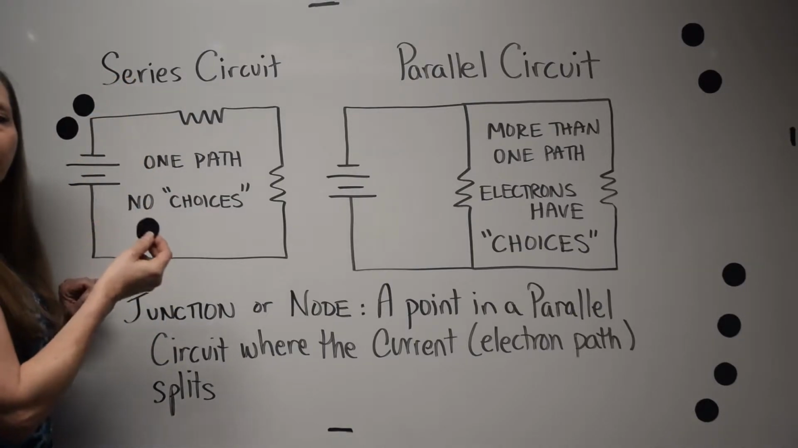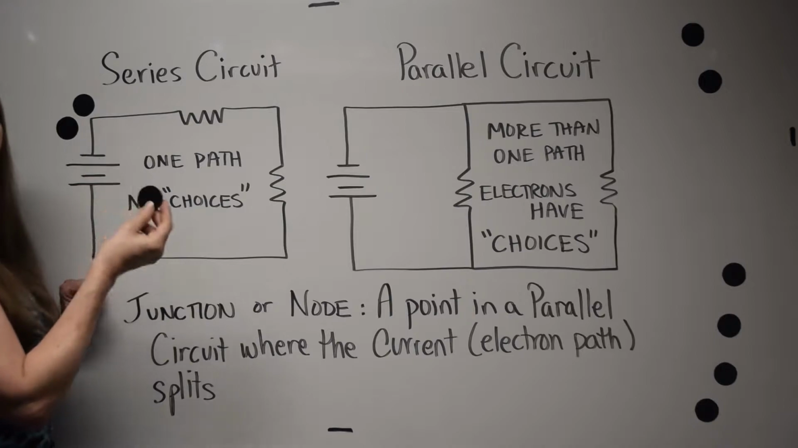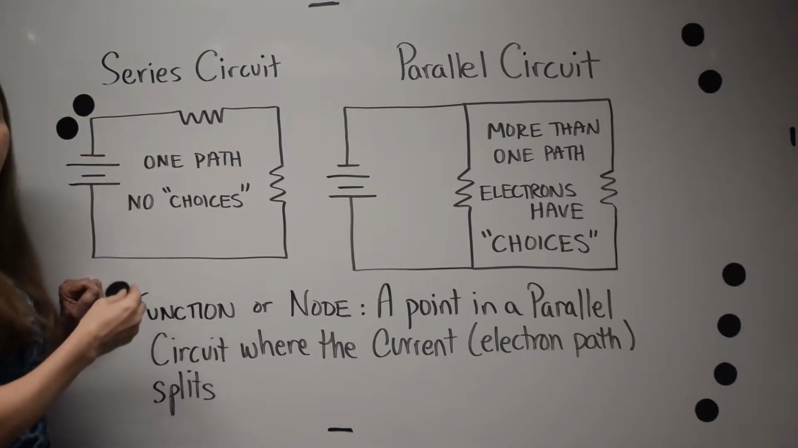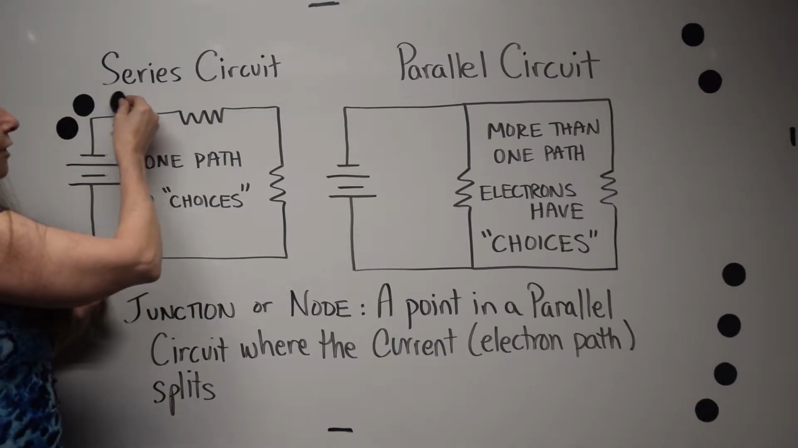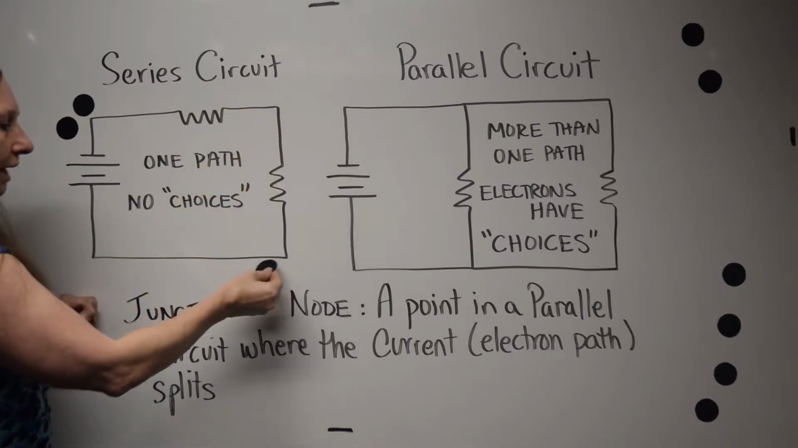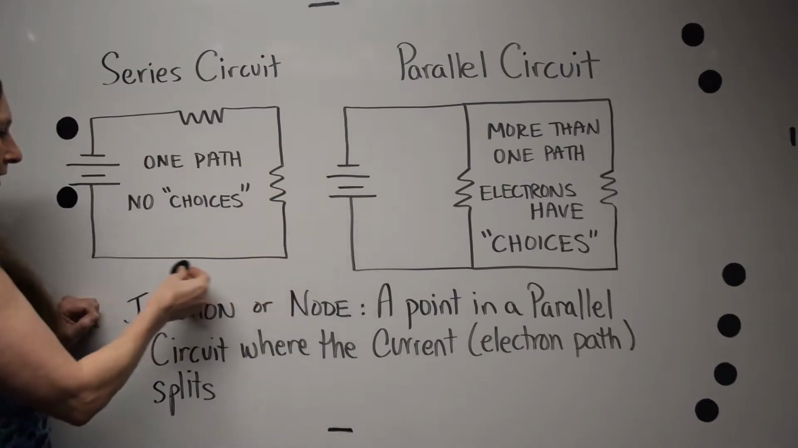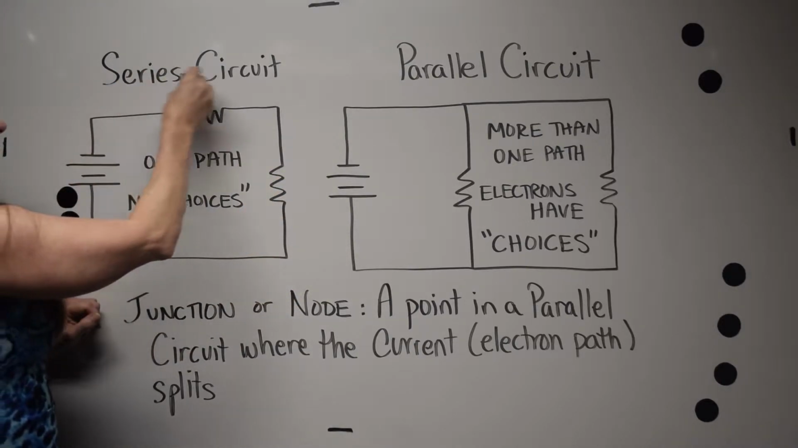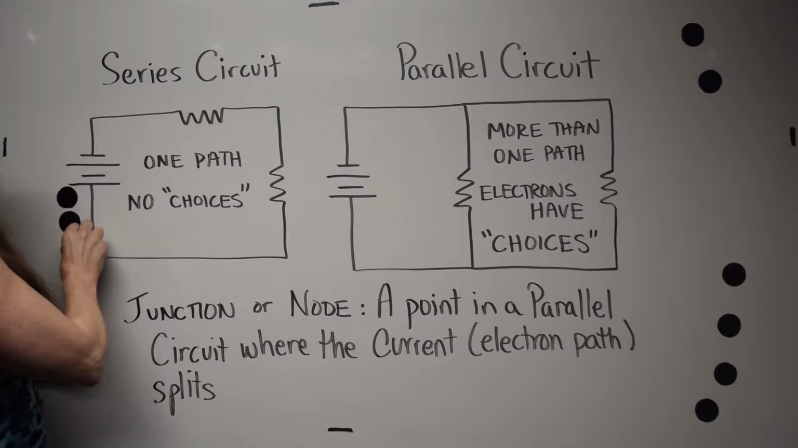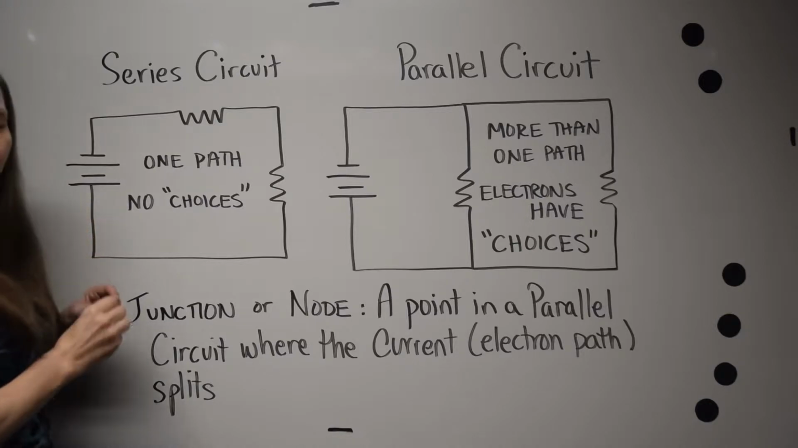Let's say we have a current here of 3 amps. That would be 3 coulombs per second. Every coulomb, all the electrons follow the same path. There are no choices about which way to go. All the electrons follow the same path in a series circuit.